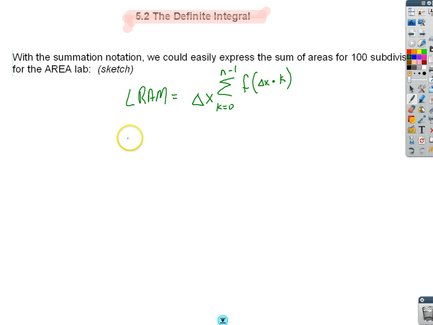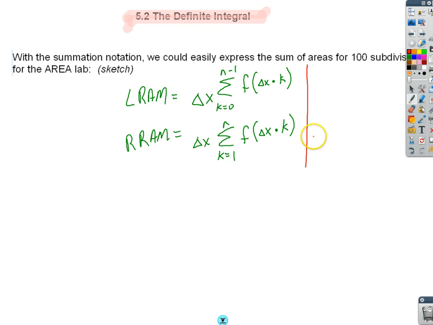And my right RAM, again, was going to be very similar to it. The general idea for it is going to be the same thing. Delta x, I'm going to add everything up. I'm going to start this time at 1 and go all the way to the end. And I'm going to go f of, same thing, delta x times k. So if I want to create a sigma notation expressing it now for 100 subintervals, I need to find out what the subdivisions are and if I'm doing LRAM or RRAM.